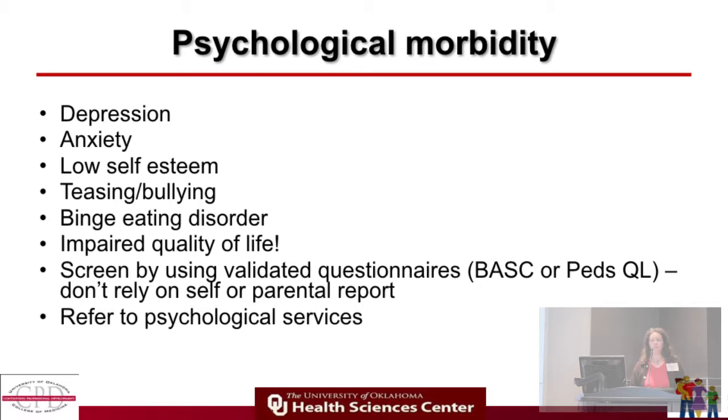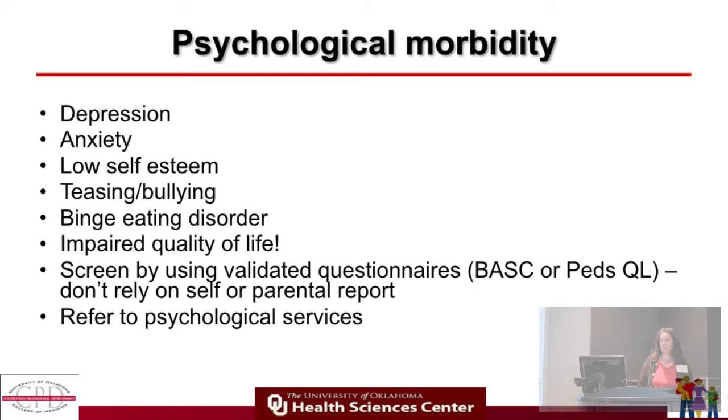Always want to address the teasing and bullying. I've had kids that homeschool because of it. They were teased or bullied in public, in their school, and so their parents are homeschooling them now. And it's a huge problem. So screening for that in primary care, I think, is important. And also looking for any potential eating disorders as well, because all of these impair the quality of life.